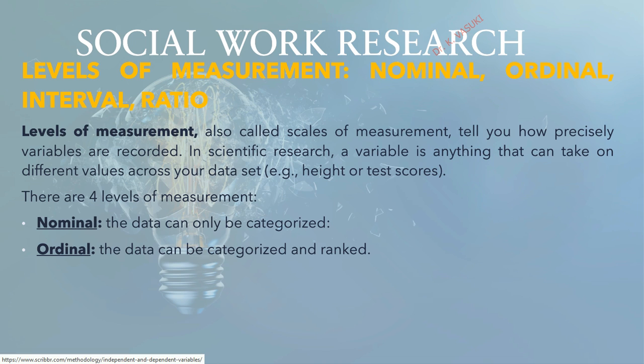So the number gives values. Measurement is defined as assigning a number to a particular object or event according to rules. Based on the rules, we have to assign numbers to variables. The data can be categorized into two types: qualitative data and quantitative data.